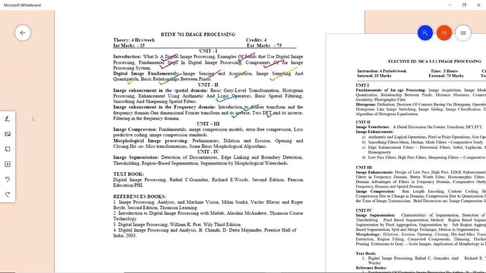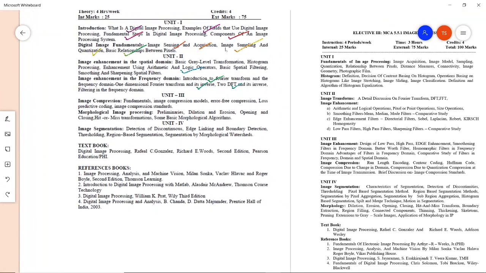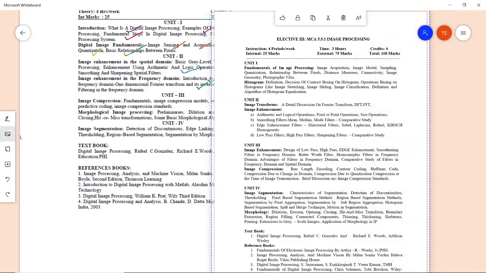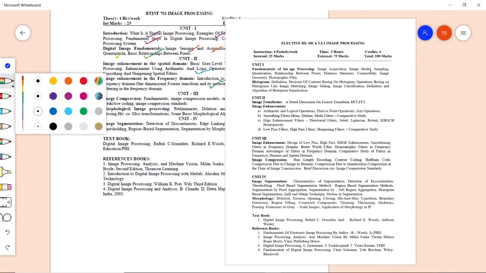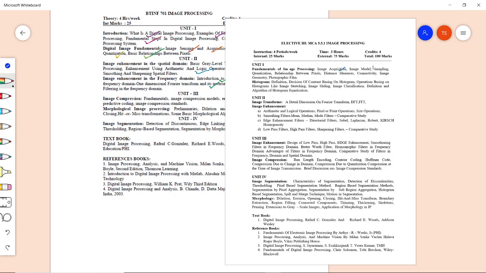And next, coming to the MCA syllabus, we covered image acquisition, image model, sampling, quantization, relationship between pixels, distance measures, connectivity, image geometry, all the geometrical operations we have seen, and photographic film. Next we will discuss the histogram in later videos.